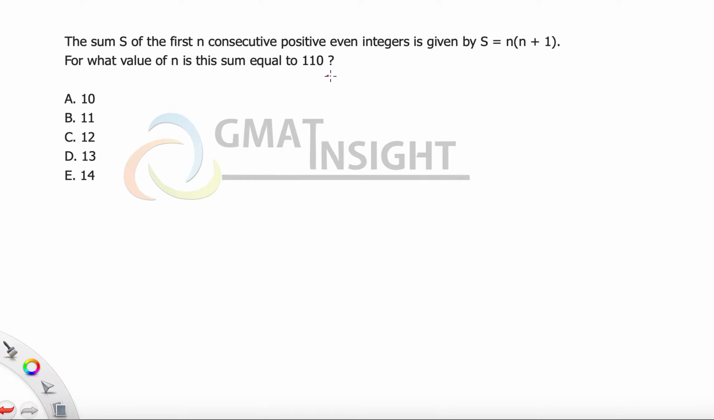In this video, let's quickly solve this question. Here the question says that the sum of the first n consecutive positive even integers is given by Sn is equal to n into n plus 1.